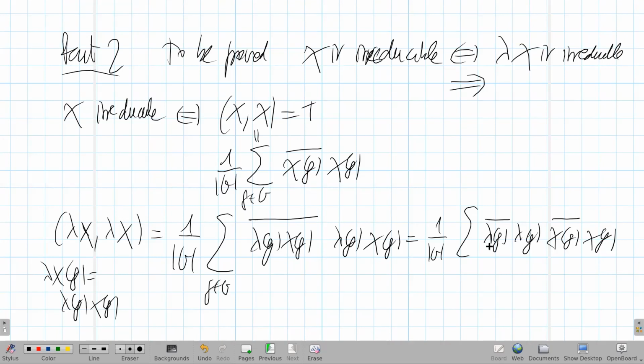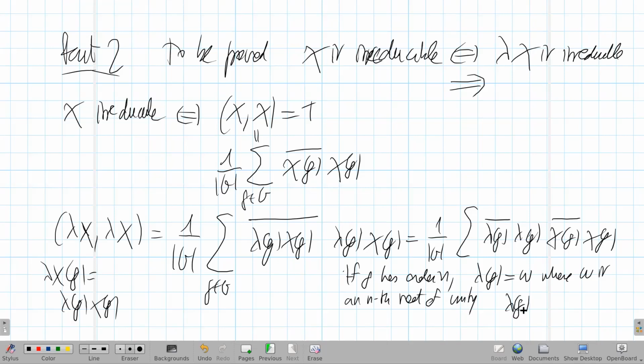Okay, and remember, this is the value of the character on an element, of a linear character. And we have just seen in the representation theory of abelian groups that the value of lambda on g, if g has order n, lambda g equals, let's call it omega, where omega is not a primitive, but an nth root of unity. Okay? So lambda g conjugate will be omega conjugate. But we know that roots of unity have modulus 1. So the conjugate of a root of unity is just the inverse, okay?